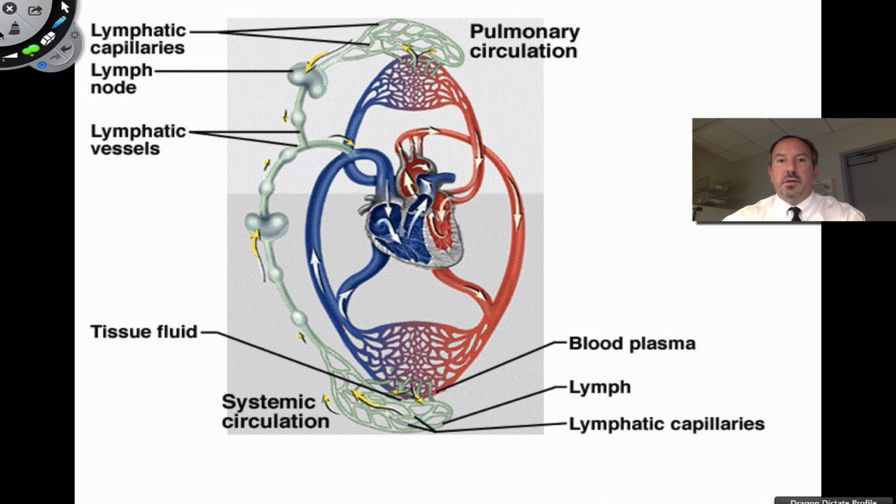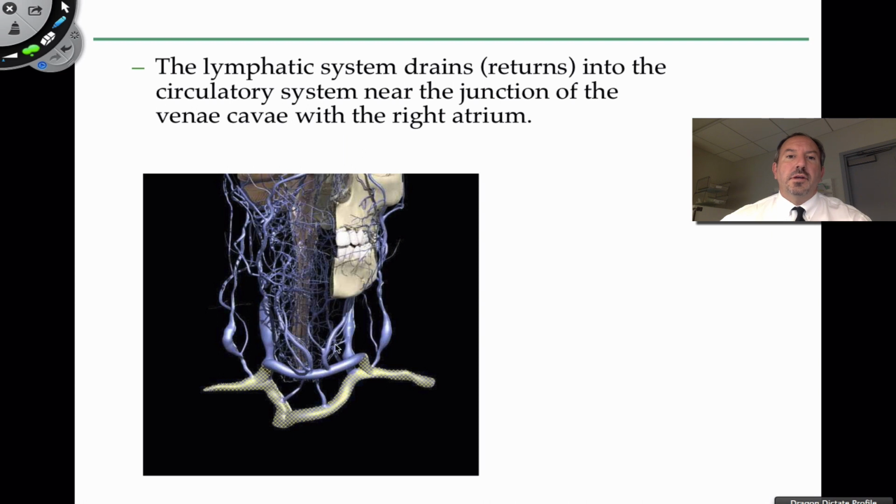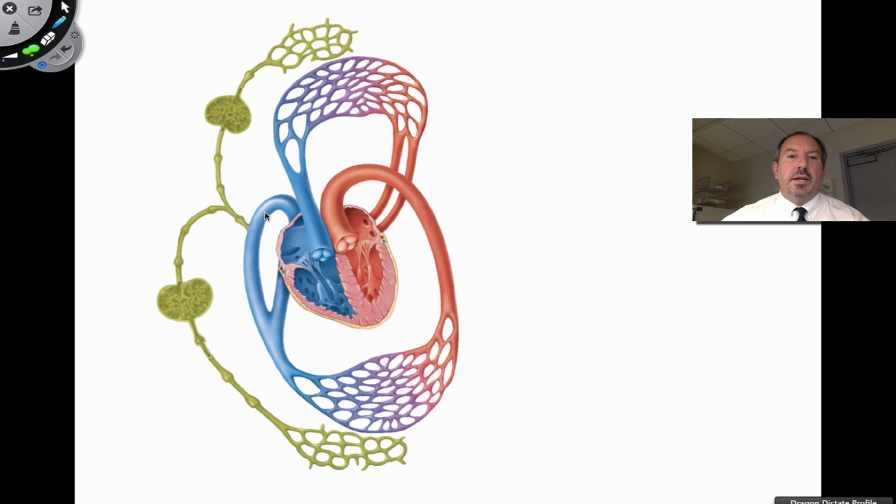And so let's talk about that. Here's a look at some of the major veins here in the neck. And this is right where it's entering, where it drains into the circulatory system right near the vena cava, which is right in the subclavian vein, as you can see here. And so here's the circulatory system.